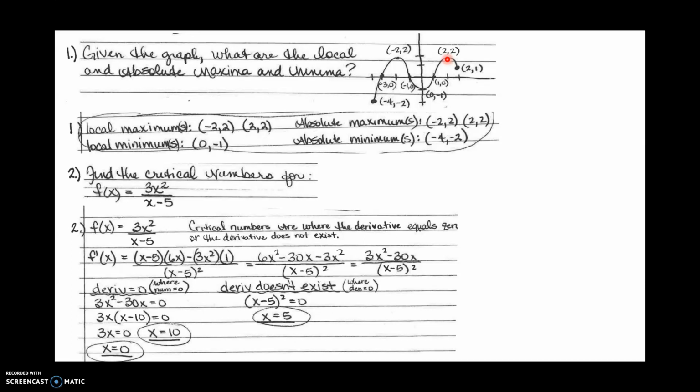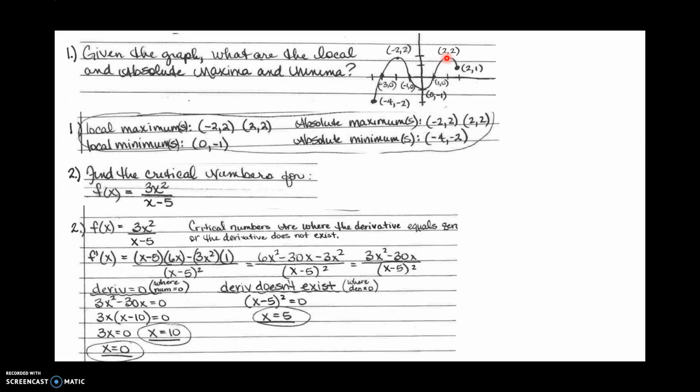Relative maximums and minimums do not occur at endpoints. For absolute maximums and minimums, they can occur at relative local extrema, or they can occur at endpoints. It literally is the one absolute lowest point on the graph. So my absolute minimum would be negative 4, negative 2. And then my absolute maximum would be negative 2, 2, and 2, 2. And it is the one absolute highest point on the graph.